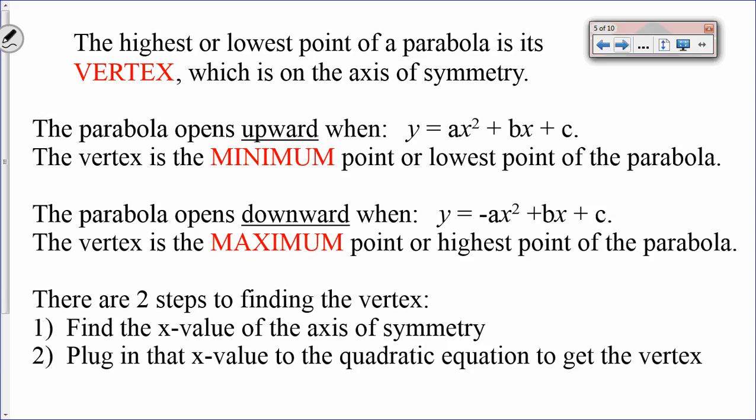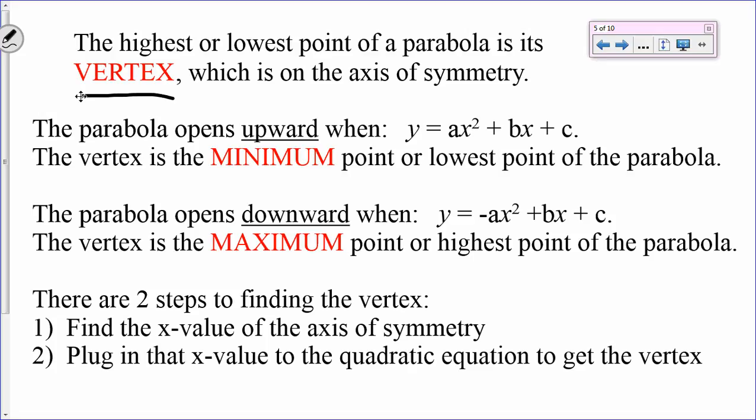I mentioned just a moment ago something called the vertex, so we're going to talk about that now. The highest or lowest point of a parabola is its vertex. The vertex, the highest or lowest point of the parabola, is actually on the axis of symmetry. It's where the axis of symmetry intersects the parabola.